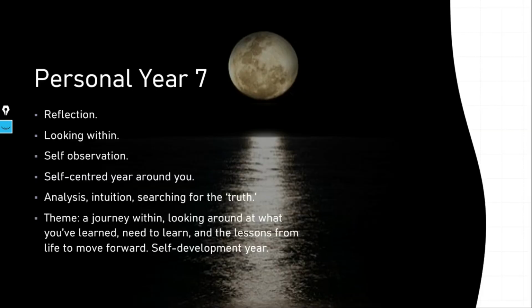Now, year 7. I don't want to say this is a very dark year, because it's not, but it is a year of withdrawal. A 7 year is about reflection and the inner journey, looking within, self-observation, being very self-centered around you and your inner growth. It can be quite a spiritual year as well. So things like analysis, intuition, and searching for the truth, quote unquote, or whatever the truth is to you, is a big thing in 7 years.